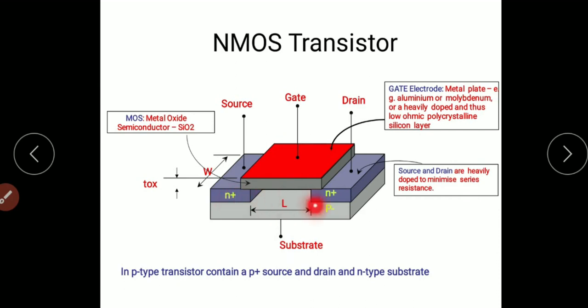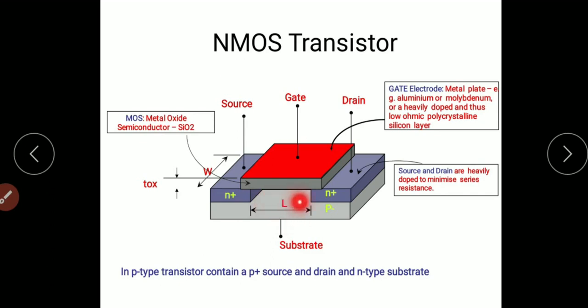Here there are two N-type diffusions. One region is the source, and the other N diffusion region is the drain. The electrons can flow from either source to drain or drain to source through the channel. So the space between the source and drain regions is called the channel. This channel has a length, the channel length, capital L.